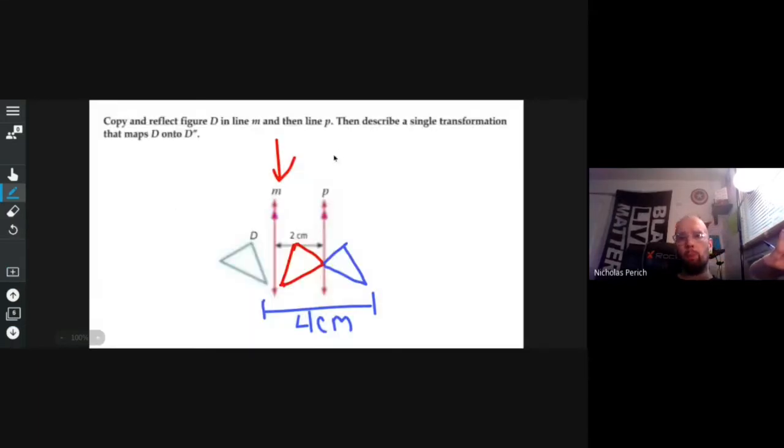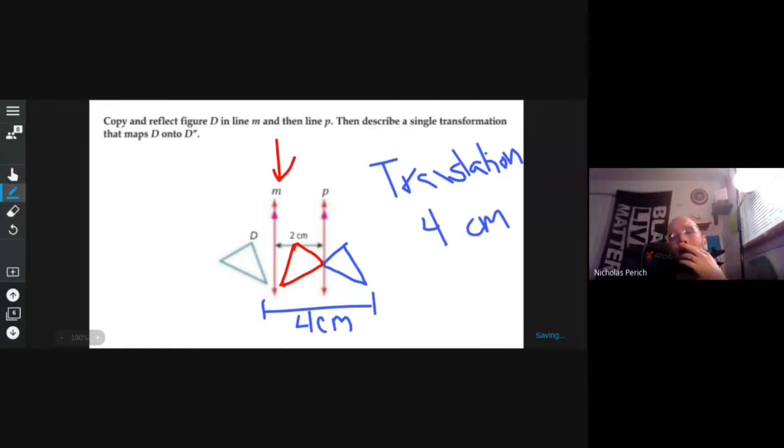So me describing a single transformation would be me saying, this was a translation that was 4 centimeters. Translation, 4 centimeters. Translation, 4 centimeters.